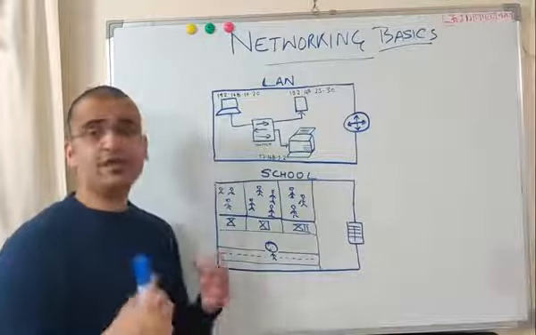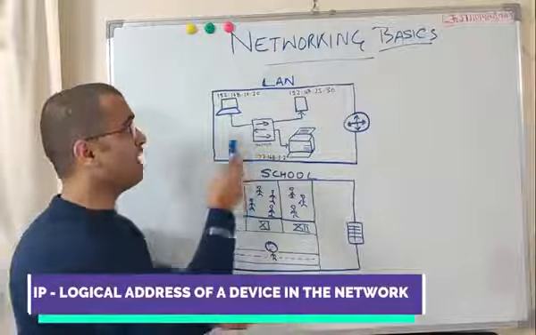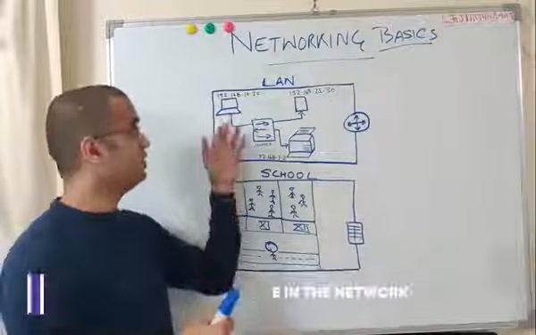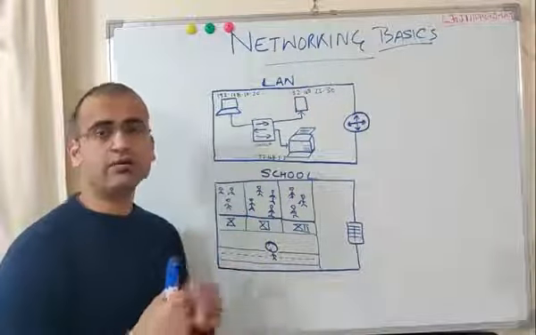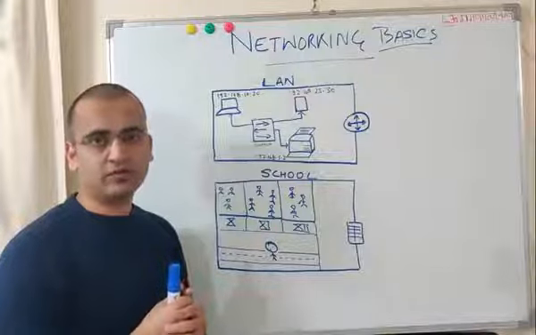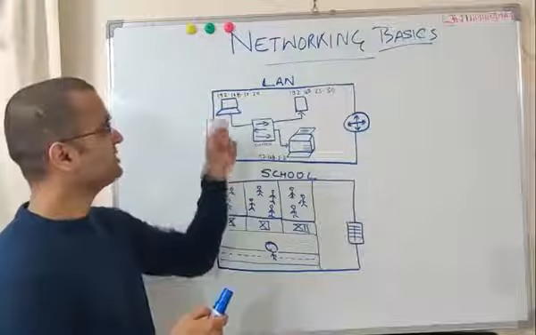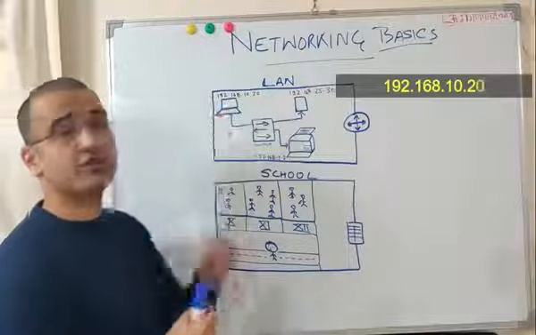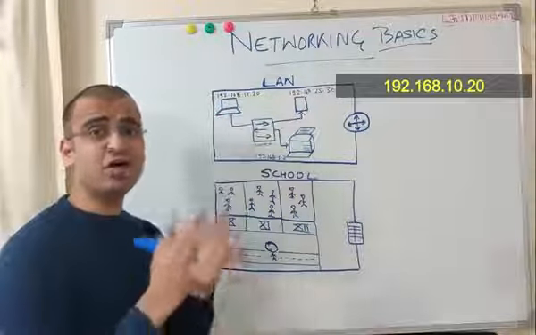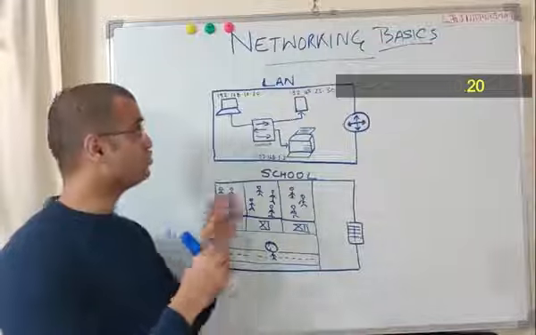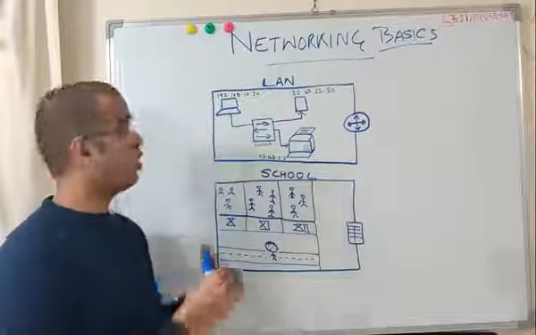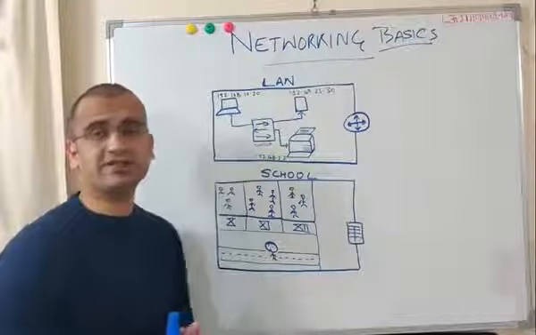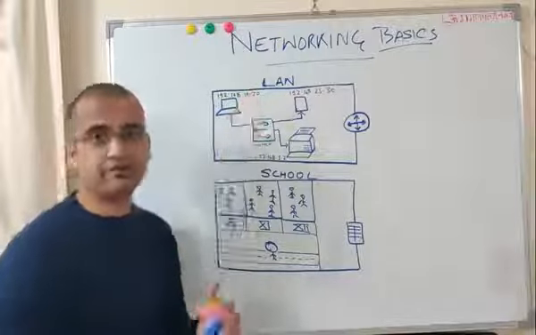So an IP is a logical address to identify or locate your specific machine on a local area network. So suppose in this case the laptop IP address is 192.168.10.20. This is a logical address. Any device which wants to talk to this particular laptop can send a message to this particular IP address.